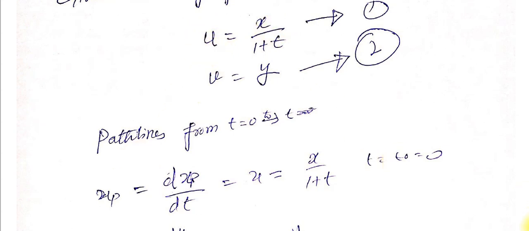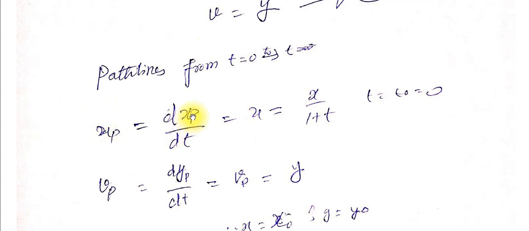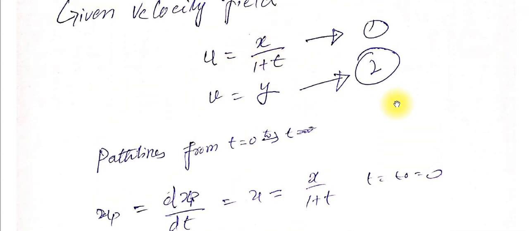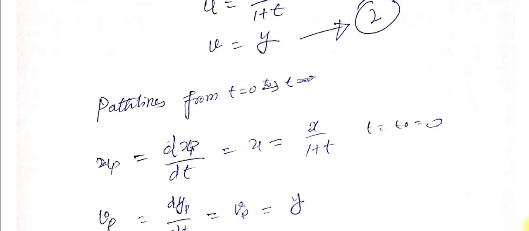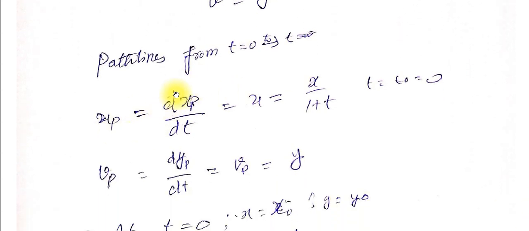According to the velocity definition, velocity is the rate of change of displacement. So we can write dxp by dt, and it is equal to x by 1 plus t. It is already given. So we have written the velocity in this form: the rate of change of displacement is velocity. And similarly in the y direction, dyp by dt is equal to y.